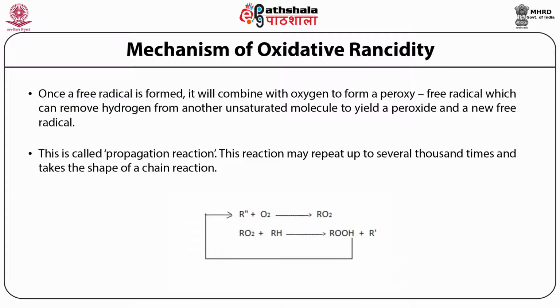In the reaction given below, we can understand that the free radical is combining with oxygen to form a peroxy free radical. And this peroxy free radical is again combining with RH, that is one more molecule of fat, and it is converted into ROOH, that is the peroxide, and one free radical is again removed from this cycle and it again goes to combine with oxygen to form a new peroxy free radical.